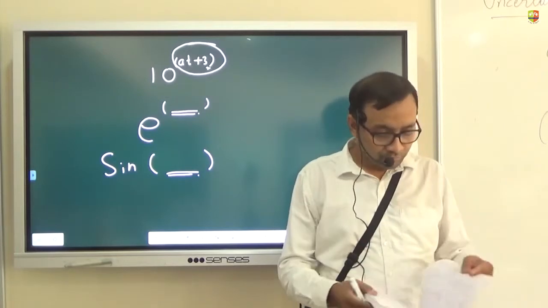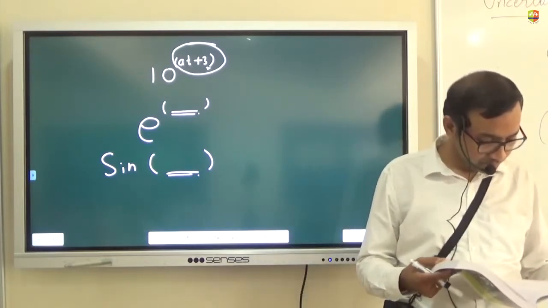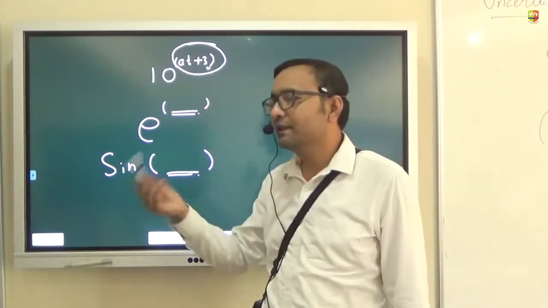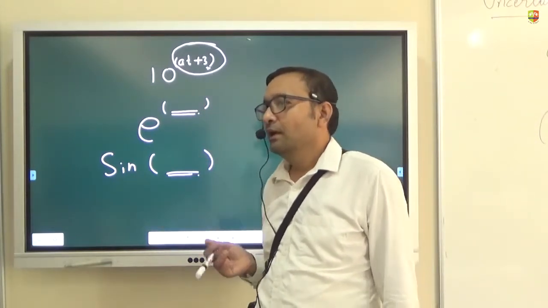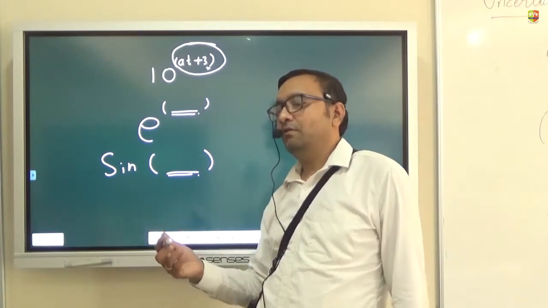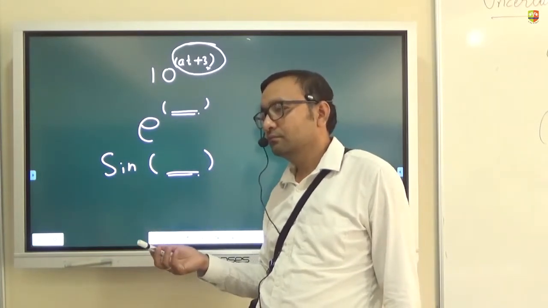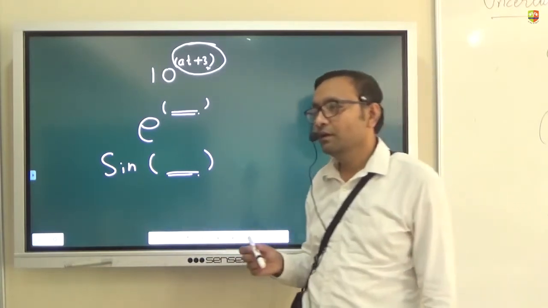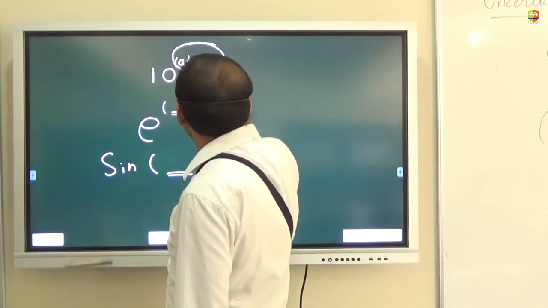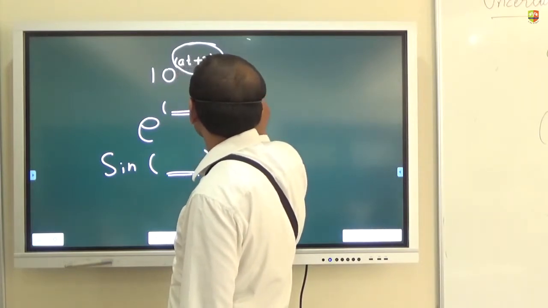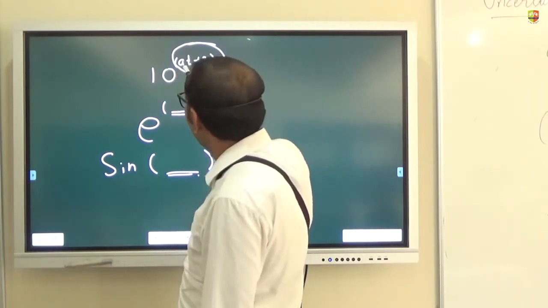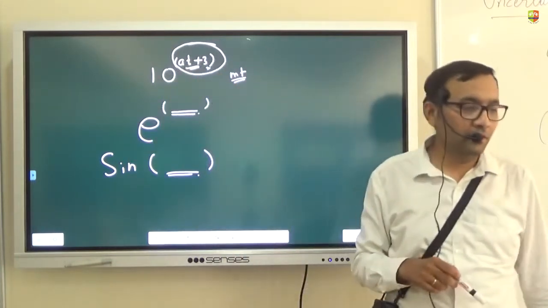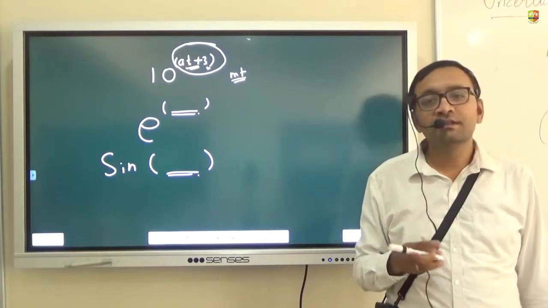Alright? What else? Because it doesn't have any physical significance. For example, 10 raised to power meter doesn't make any sense. Physically it doesn't make any sense. So it can be this much power in meters, but it can't be a dimension in the power. Alright? What else? Any other doubt?